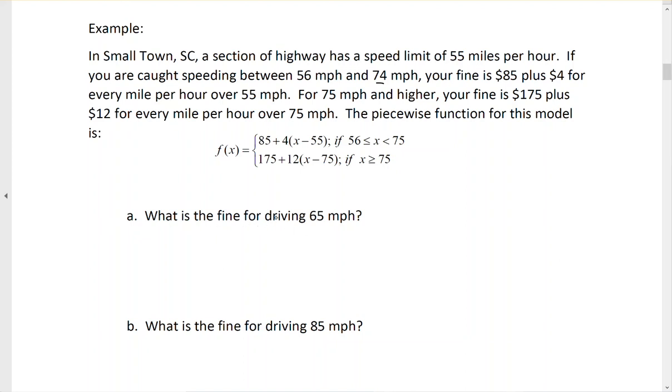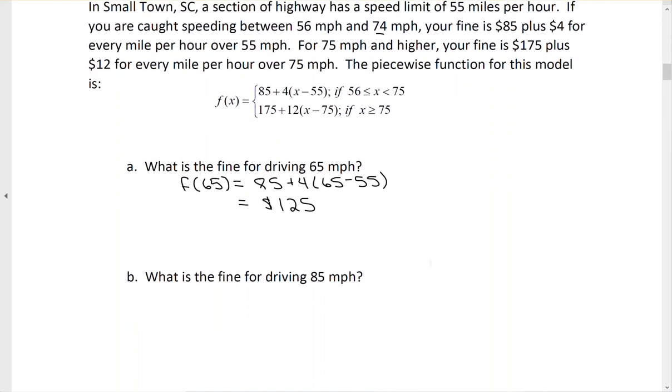The real question is, though, what's the fine for driving 65 miles per hour? So 65 fits between 56 and 75. It's a number between those two. So I'm going to plug into the top piece here. 85 plus 4 times 65 minus 55, and then just plop all of that right into your calculator as you see it and come up with a $125 fine. Make sure you include the unit label on there of dollars.